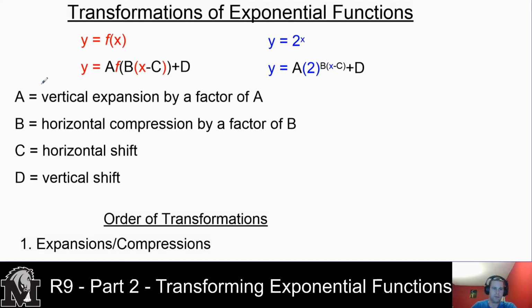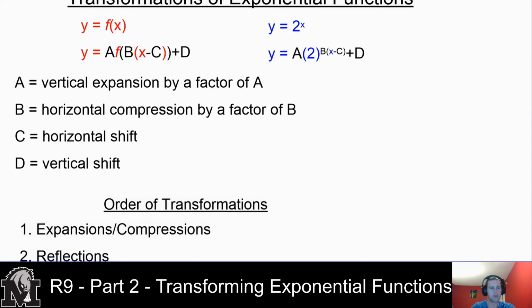Just as a reminder, a is a vertical expansion, by a factor of a. B is a horizontal compression by a factor of b. C is the horizontal shift, whether it be left or right. And d is the vertical shift that can be up or down. A, the vertical expansion, happens in front of the base. B, the horizontal compression, is in the exponent. The horizontal shift also happens to be in the exponent. And the vertical shift happens outside of the exponent.